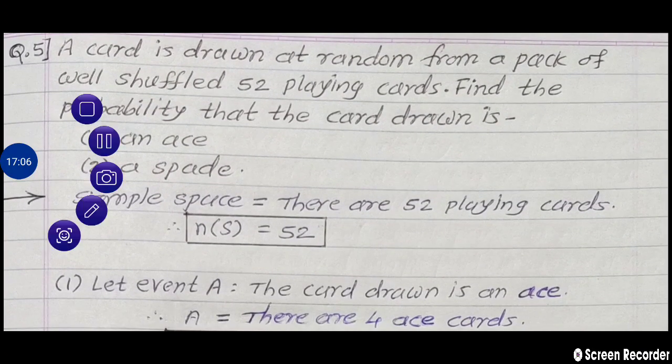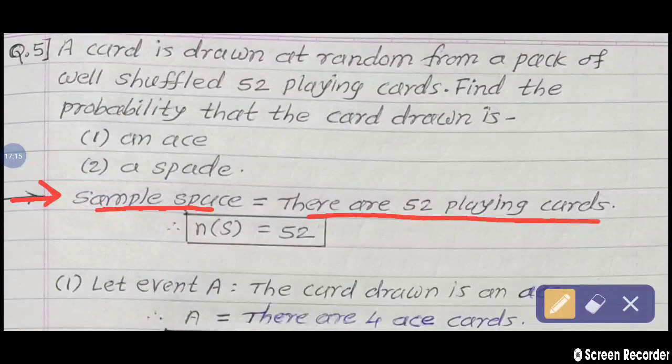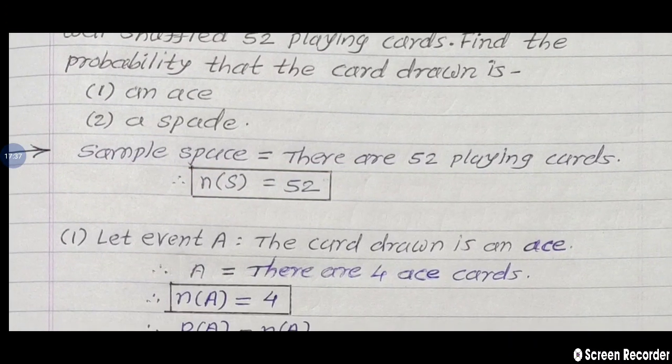According to our basic knowledge, we find the answer. First of all, we are writing the sample space. Answer. Sample space is equal to, there are 52 playing cards. There are 4 different types of cards, and that's why we are writing directly n of S, how many cards are there? 52. N of S, total sample points in sample space are 52. So n of S is equal to 52.